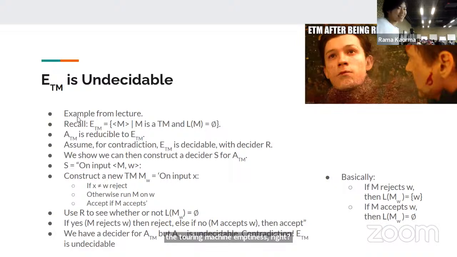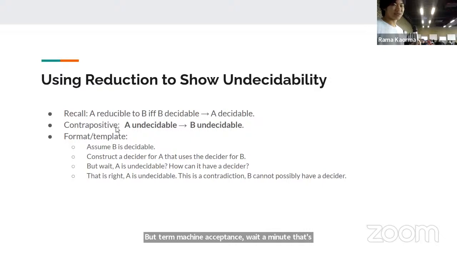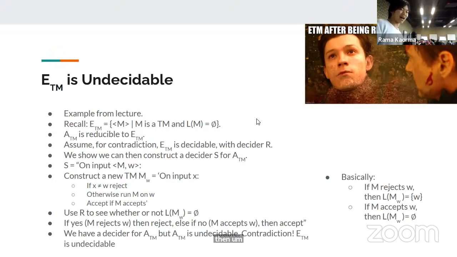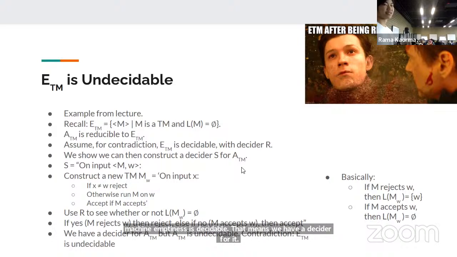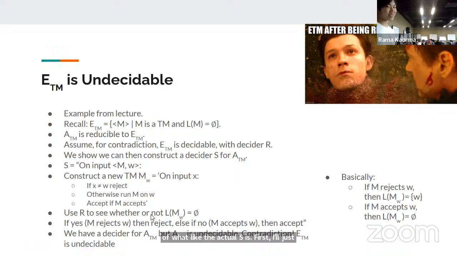But Turing machine acceptance, wait a minute, that's undecidable. So we have this relationship: Turing machine acceptance is undecidable, then Turing machine emptiness is undecidable. How does the proof by construction go? Supposing that Turing machine emptiness is decidable, that means we have a decider for it. Let's call it R. Using R, we construct a decider S for Turing machine acceptance. In the lecture they go through the detail of what the actual S is. So we've shown that Turing machine acceptance is decidable. But wait a minute, it's not actually decidable, right? So that's the contradiction. Actually, Turing machine emptiness is undecidable. That's the general template. Does that make sense how they use it in the lectures?